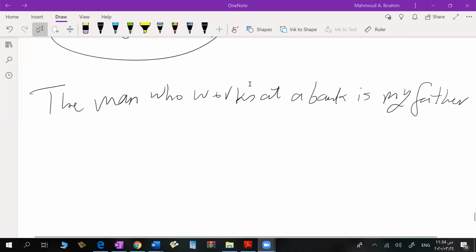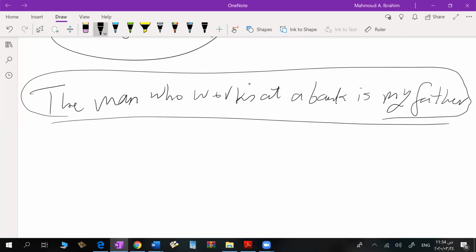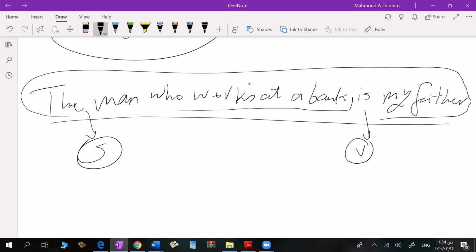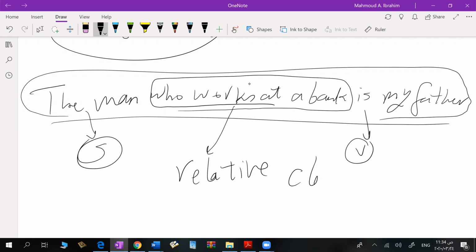Okay. So if I say the man who works at a bank is my father, is this sentence correct or incorrect? Correct. Yeah, it's correct because we have a subject, the man. We have the verb, is. Okay. So who works at a bank here is a relative clause. What is a relative clause?